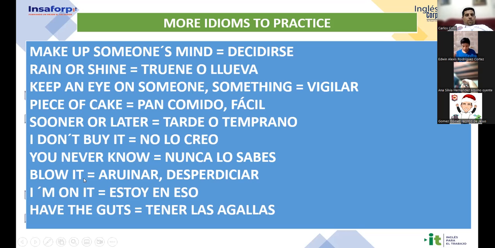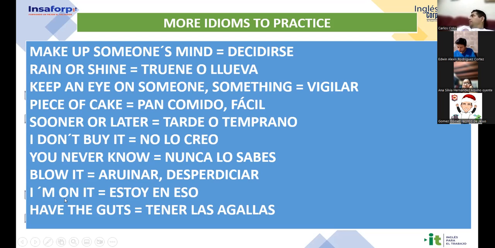Blow it. When you say it in the past, you say blew it. Blew it, because the past of blow is blew. You say blew it. La regaste, right? La regaste. Lo arruinaste.